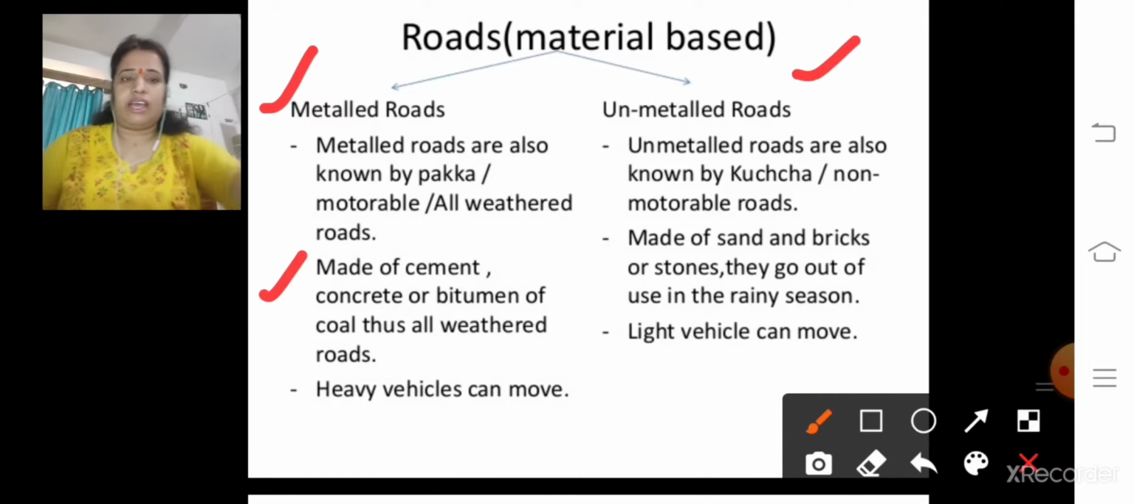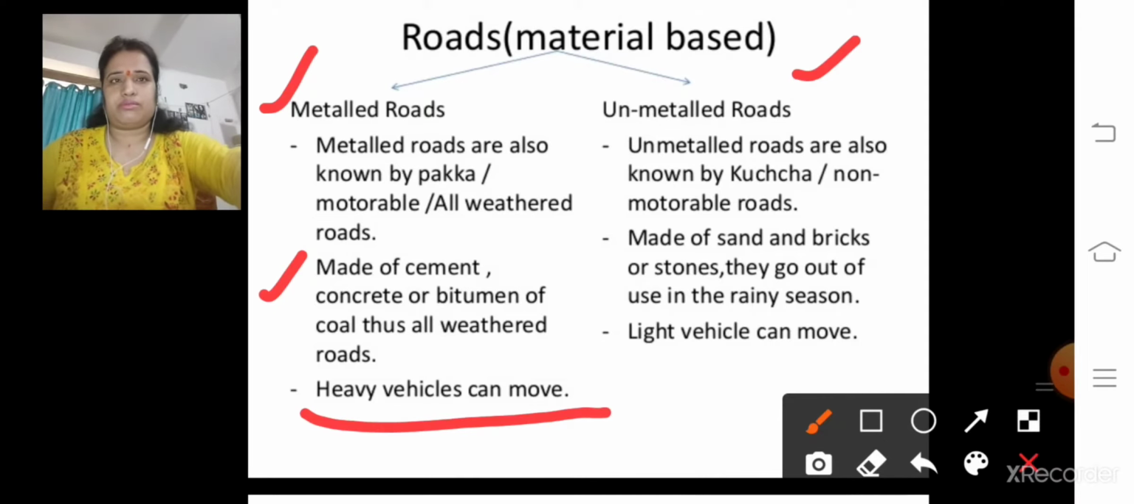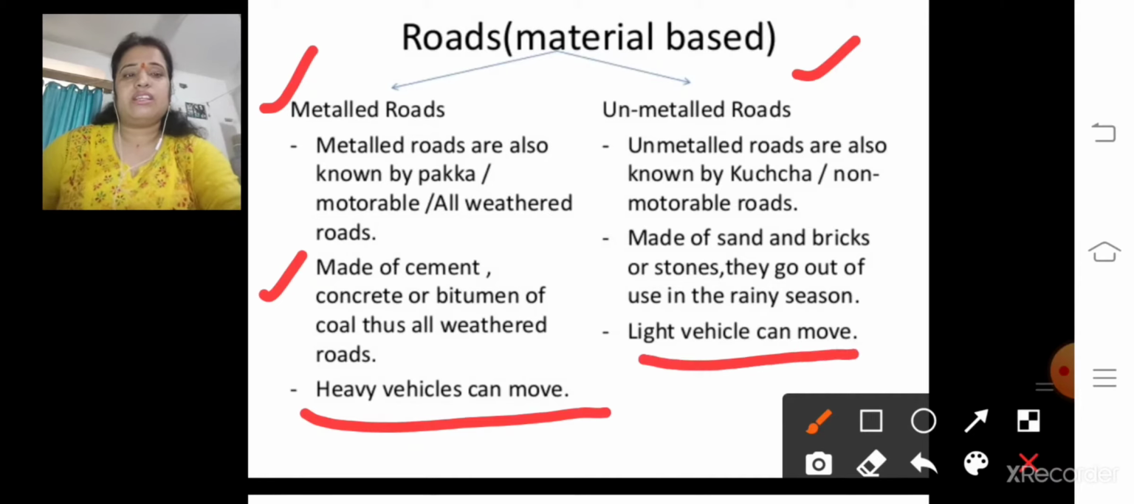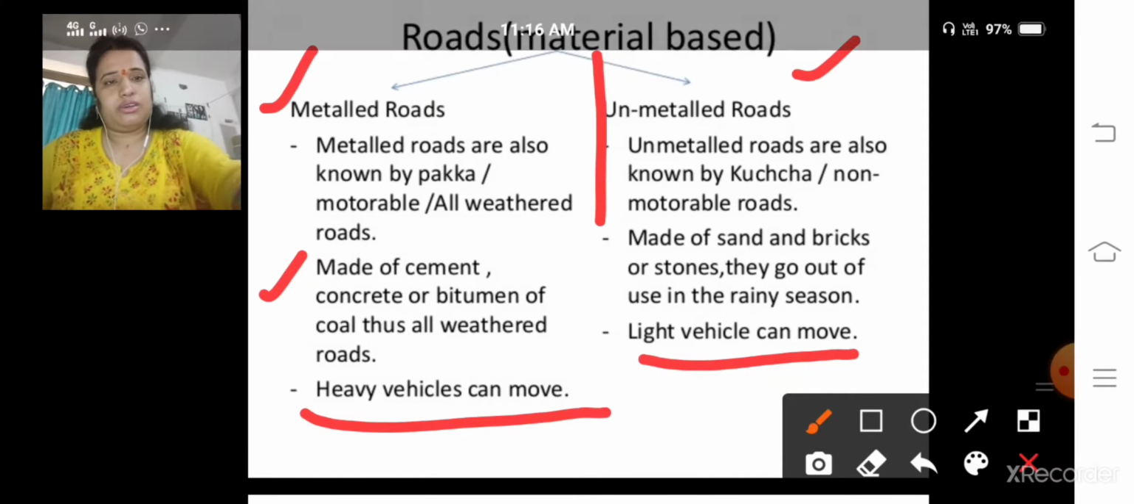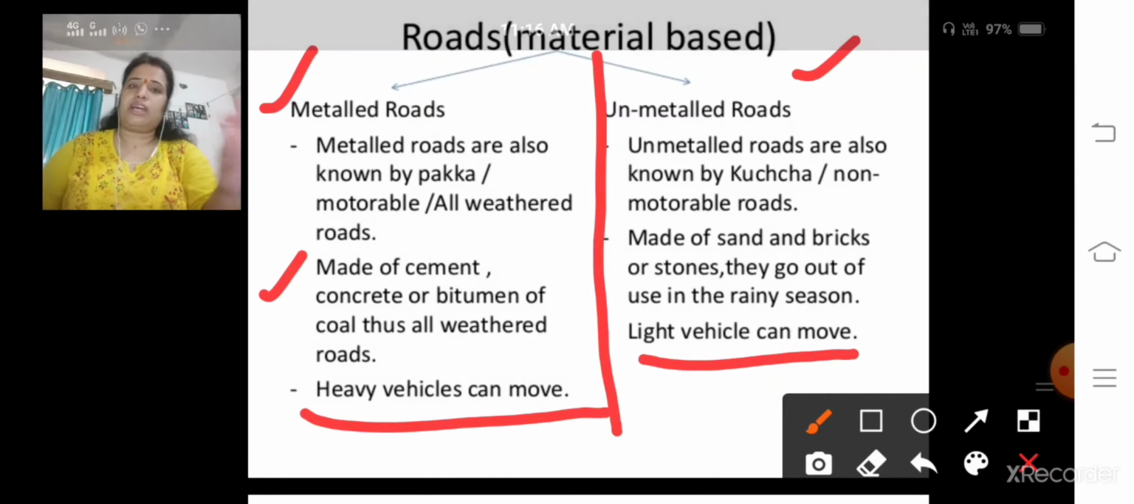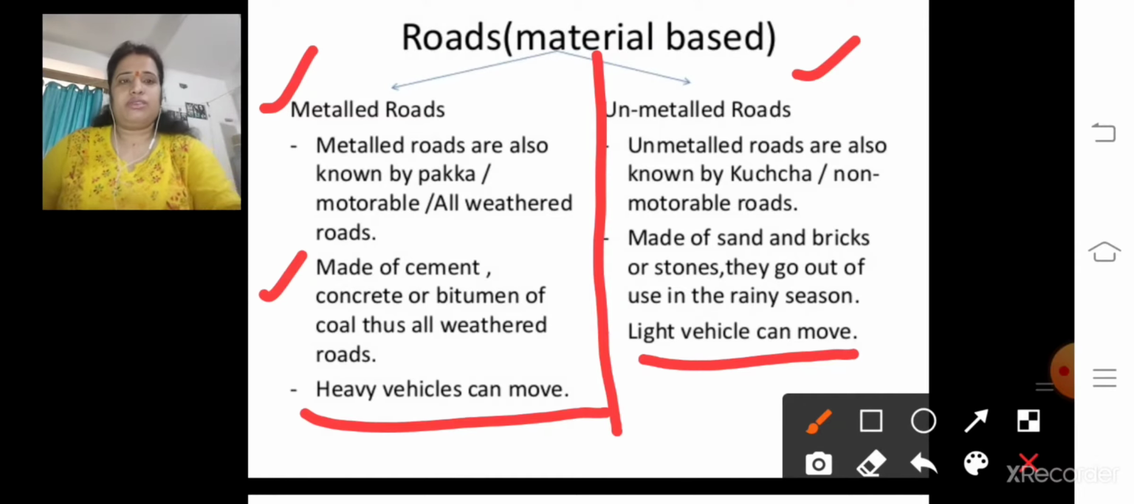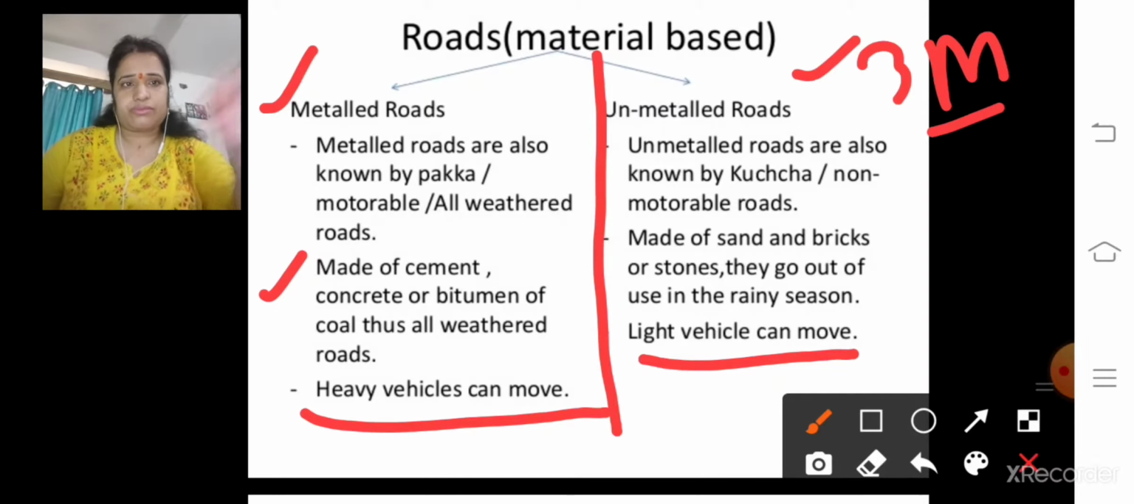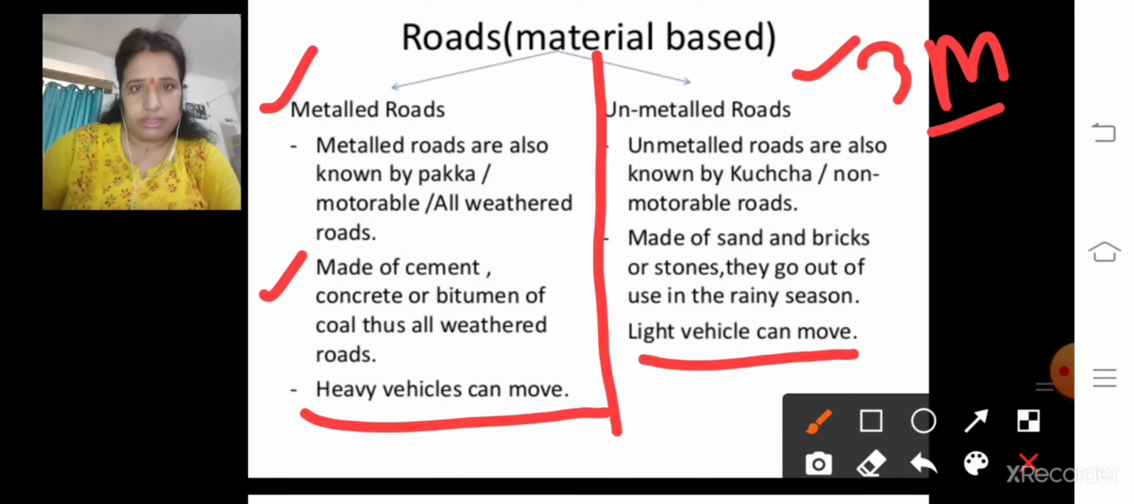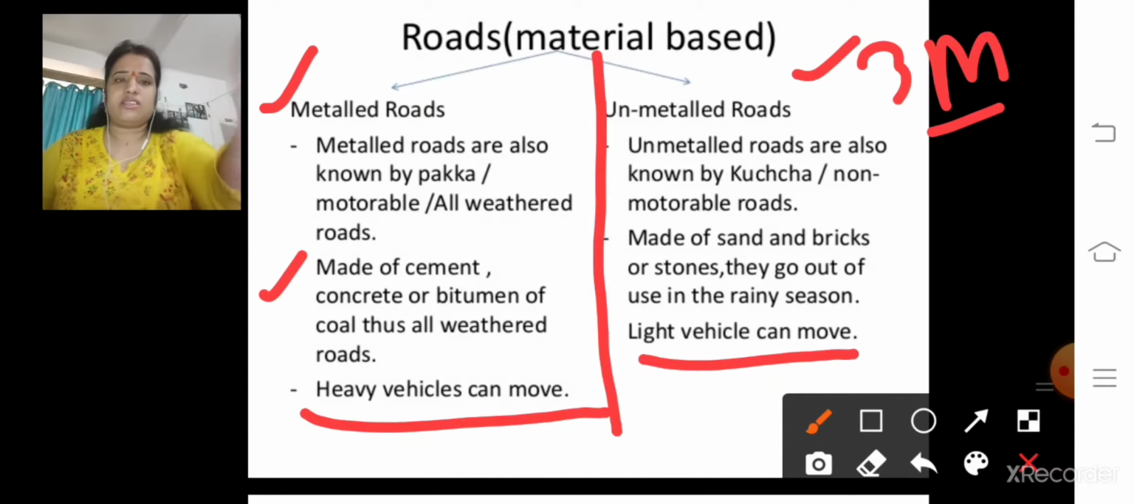On metal roads, heavy vehicles can move. Then on unmetal roads, light vehicles can move. This is your difference between metal road and unmetal road. If in your exam a question comes, write the difference between metal roads and unmetal roads, you can write all these points for the 3 marks. In exam they generally ask for 3 marks, write the difference between metal road and unmetal road. So you can list out these three. Okay.